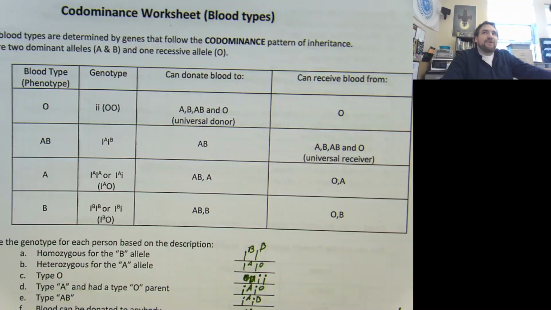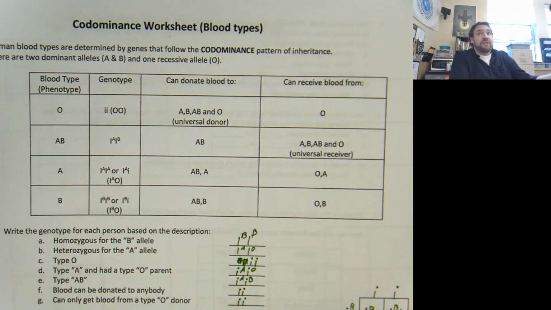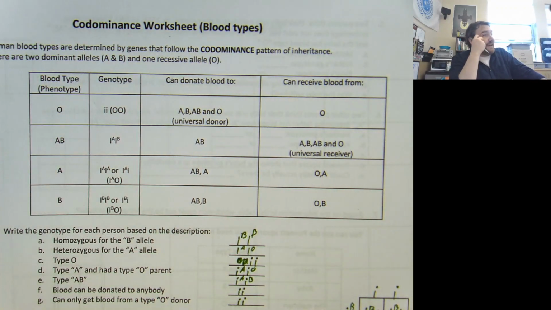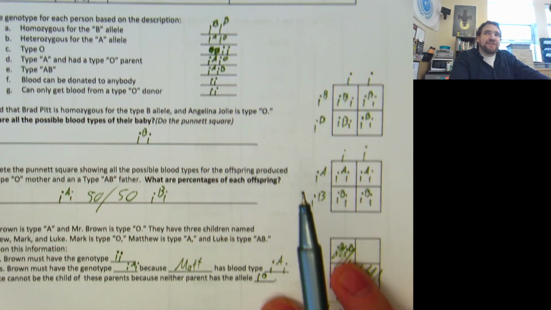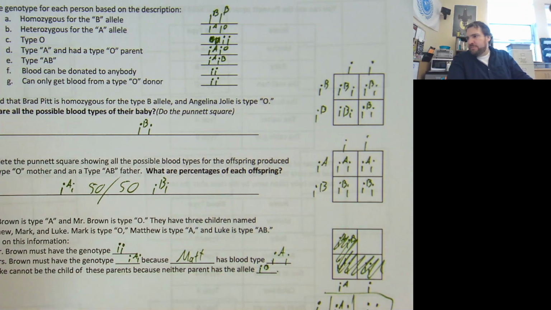Okay, codominance. I gave you guys a worksheet on blood types. Some of you know your blood types, and there are multiple ways to type blood. There's the ABO letter system, and then there's the Rh positive, Rh negative antigen system. For this one, we're ignoring the positive and negativeness of it all. We're just looking at A, B, and O. So these were my answers to the front page here.